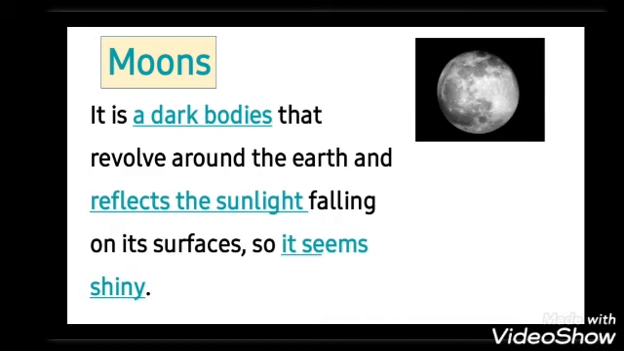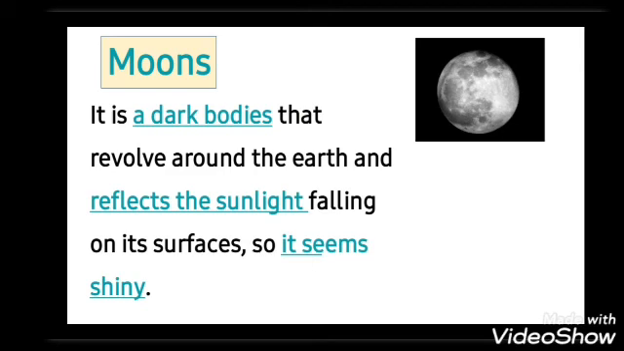The moon is a dark body that revolves around the Earth. I will talk about the moon. When you look at the sky at night, you will see the moon shiny, but it's not a fact. The moon is a dark body, but it seems shiny. Why? Because the moon reflects the sunlight falling on its surface, so it appears shiny. But in fact, the moon is a dark body.